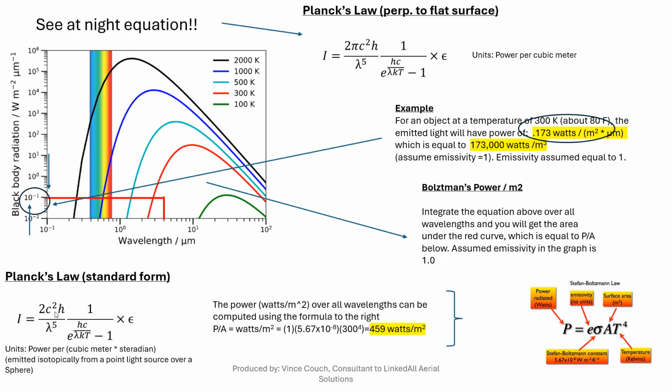Now, this has got pi in it versus this. This is the standard form of Planck. And this just means that this is emitted not isotropically in all possible directions like this is, but perpendicular to a flat surface. So depending on your application, you may want to use this or this. When you do that, this particular wattage is 1.173 watts per meter squared. Over all possible wavelengths, it's 459.